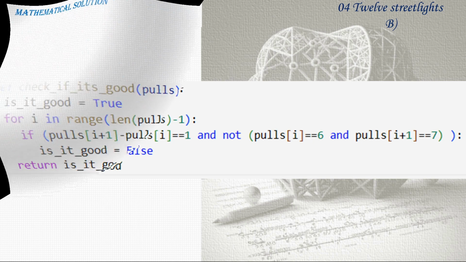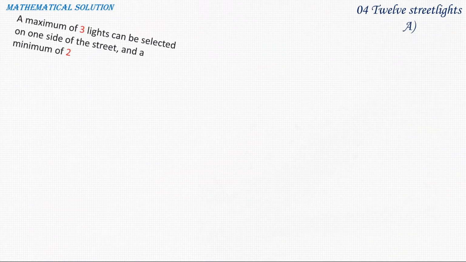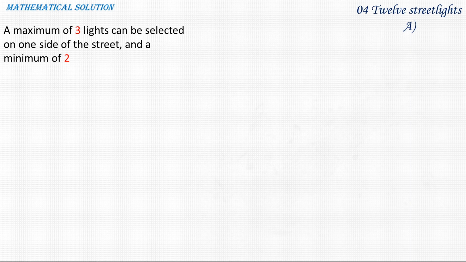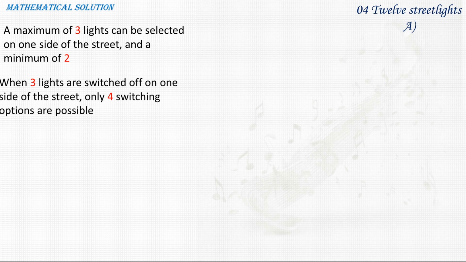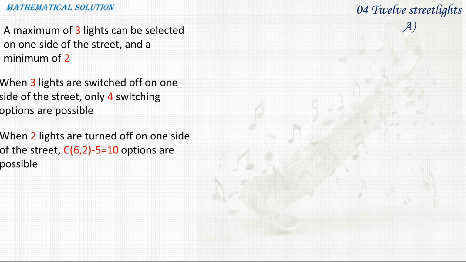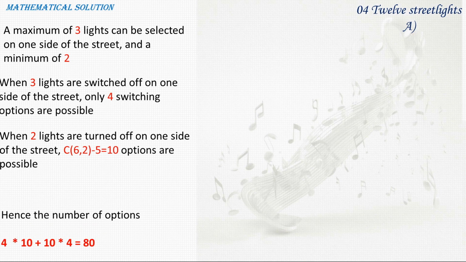After seeing this animation, we can move on to solving the problem mathematically. On one side of the street, maximum 3 lights can be selected, and a minimum of 2. When 3 lights are turned off on one side of the street, there are only 4 shutdown options possible. When 2 lights are turned off on one side of the street, it is possible to have 10 different options. Therefore, the number of options is 80.